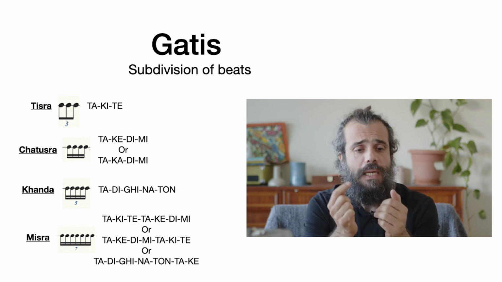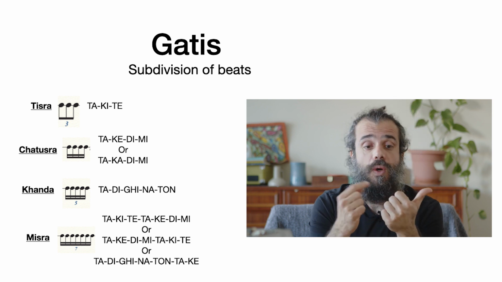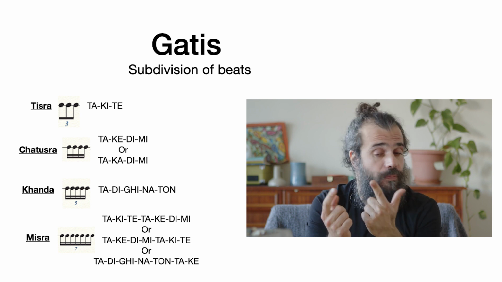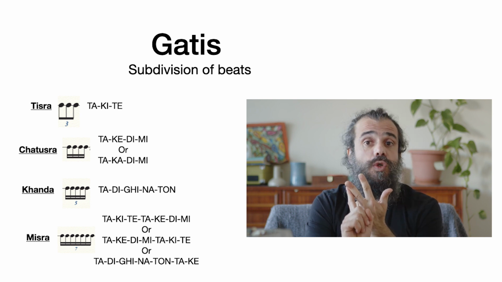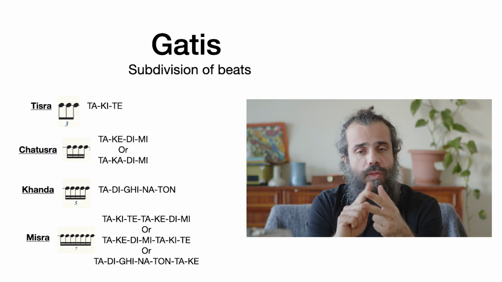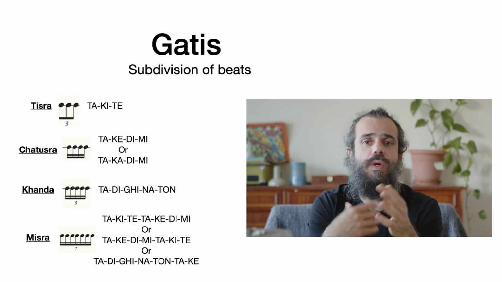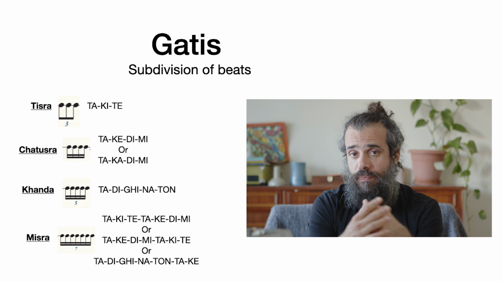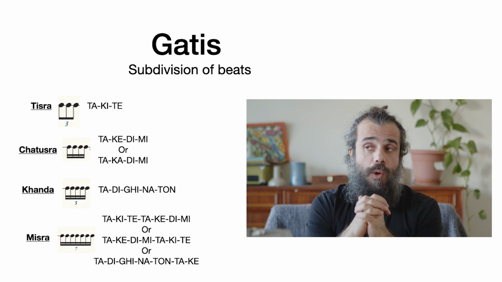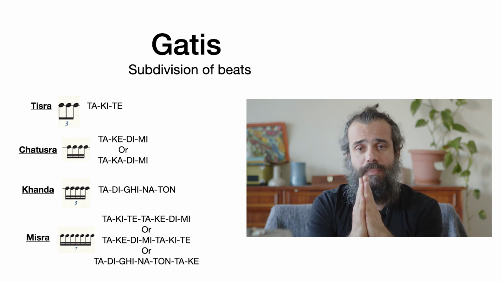The first one would be takite takedimi, like 3 plus 4. Or takedimi takite, like 4 plus 3. Or tatiginaton take, like 5 plus 2. Now, all these 3 are correct. According to the rhythmical phrase we will have, we use one accordingly. You will also realize this in the following chapters, on how we choose one. For now, let's use takite takedimi.